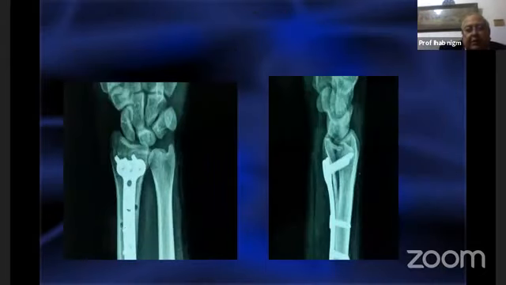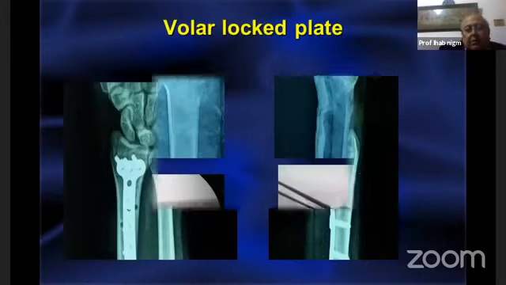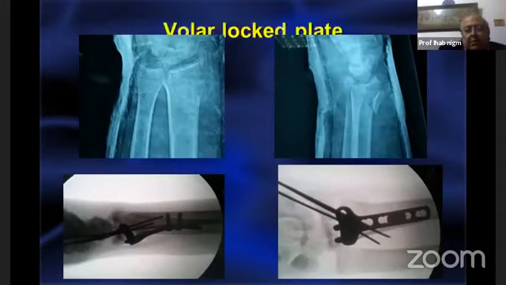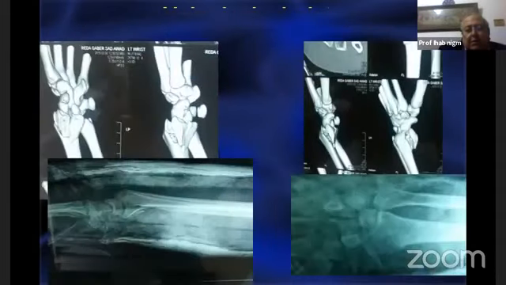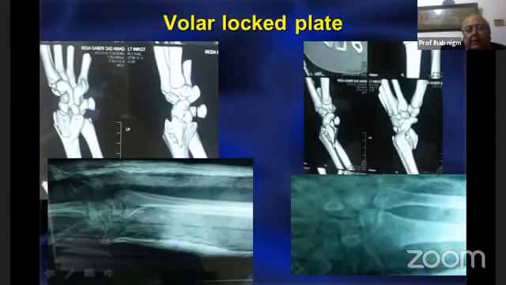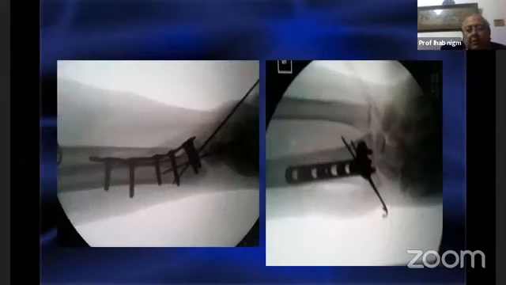Some examples of volar locked plates. Another case. In this slide, I want to show the CT scan can help us to identify the intra-articular fragments and to plan how to treat them. This is after fixation with volar locked plate.